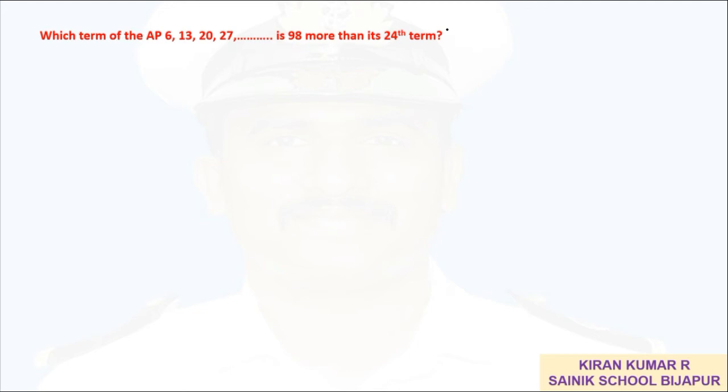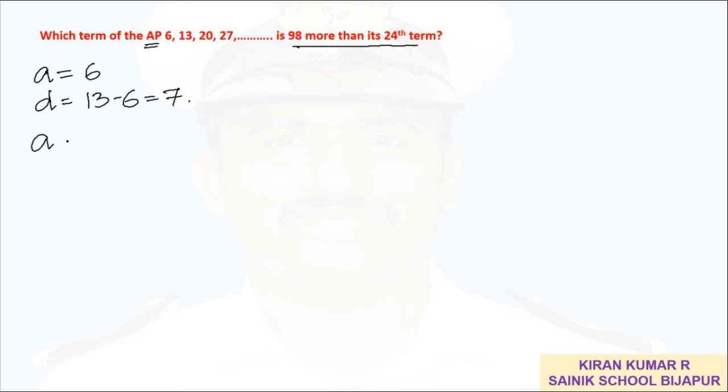The next question is, which term of the AP 6, 13, 20, 27 and so on is 98 more than its 24th term? This statement is very important. 98 more than 24th term. Let me mention the given things. Here the first term is known, it's 6. Since it is an AP, I can find the common difference, and the common difference is A2 minus A1. We get it as 7.